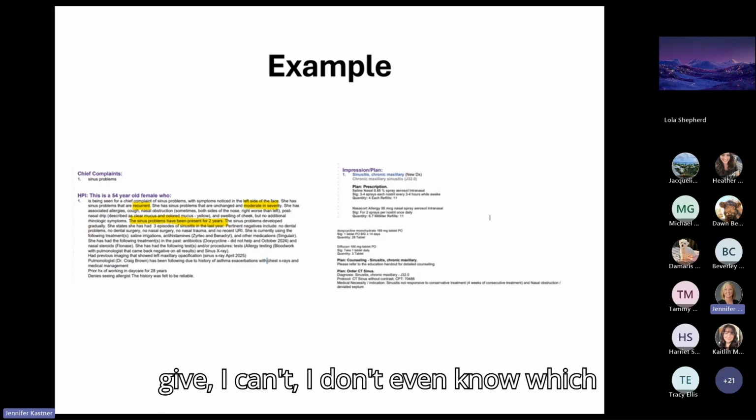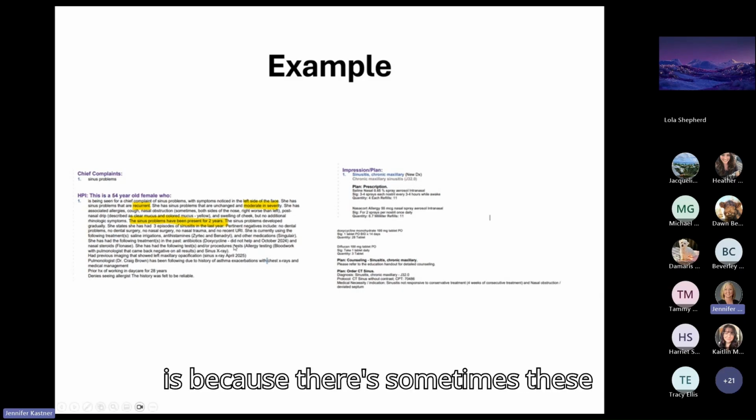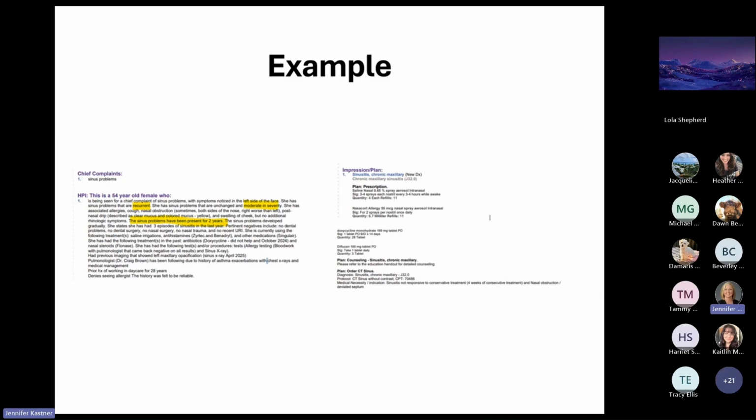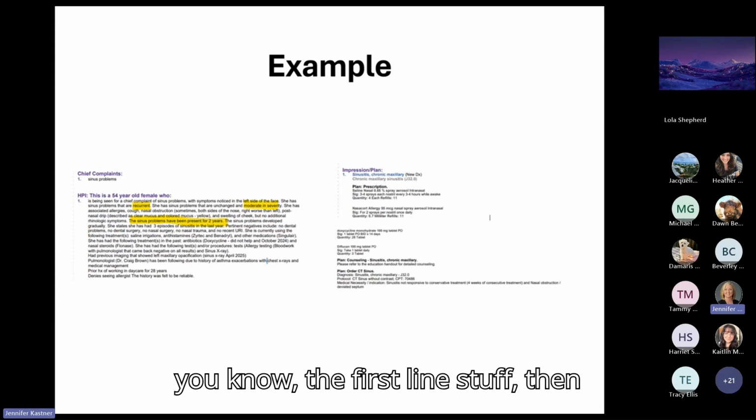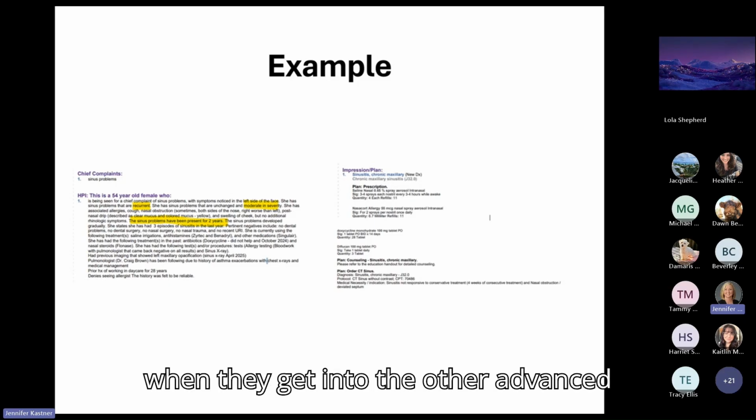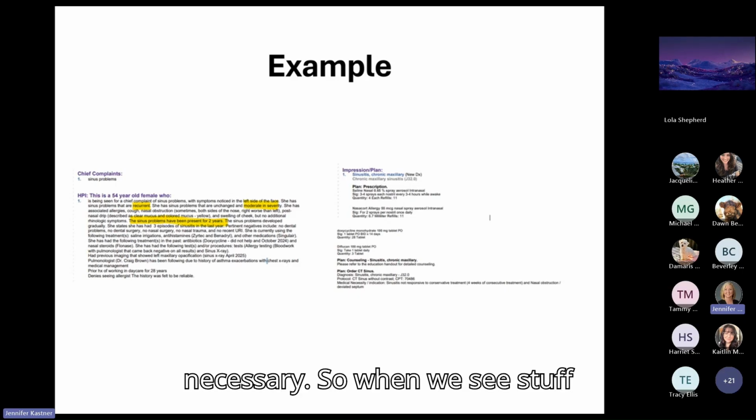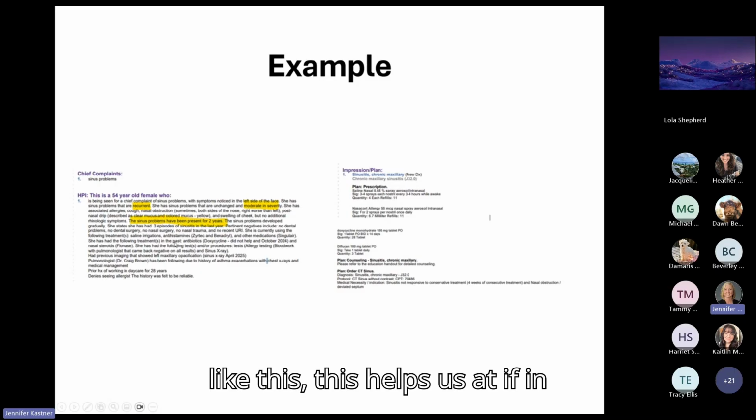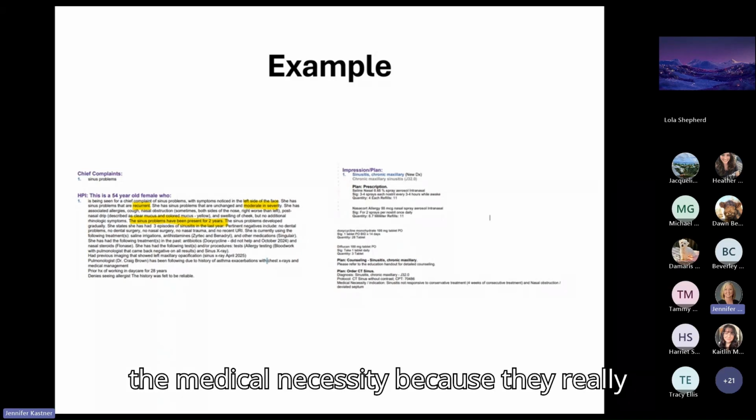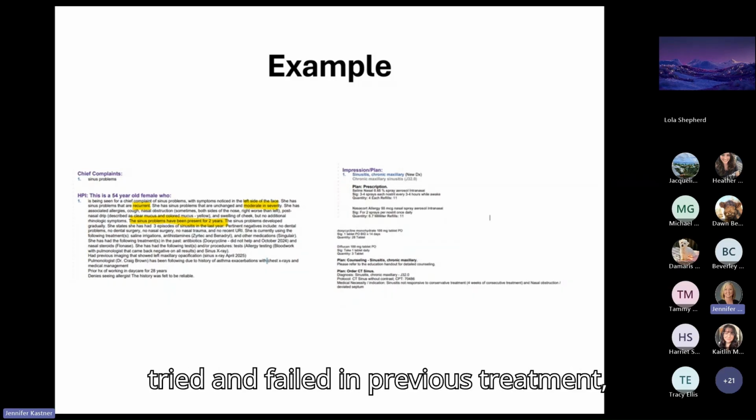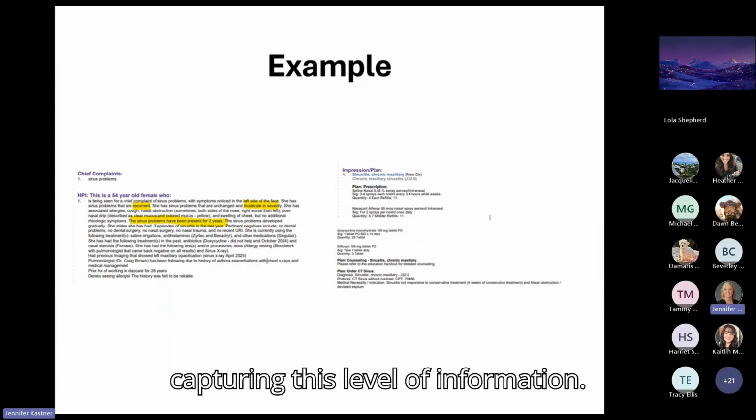And I don't even know which provider this is, but they deserve an applause. The reason why is because sometimes these patients end up needing advanced treatment later down the road, when you try and fail the first line stuff. Then when they get into the other advanced treatments, sometimes we have to paint a picture to the payer that it's medically necessary. So when we see stuff like this, it helps us if we need to do an appeal to show the medical necessity, because they really like seeing things that the patients tried and failed in previous treatment and stuff like that. So this is very helpful, capturing this level of information.